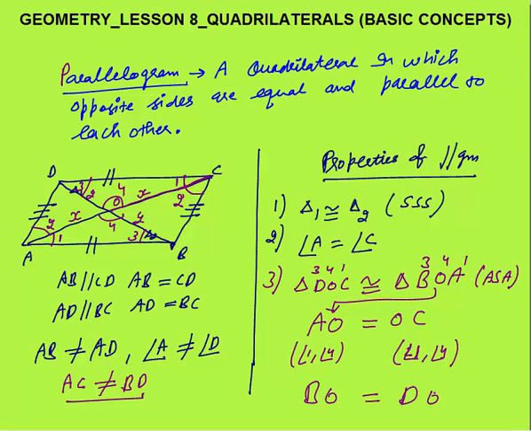You can say that Y and Y are equal, and X and X are equal. So I have proved that AO is equal to OC, meaning X and X are equal. Same way, Y and Y are also equal. So a very important property is that diagonals bisect each other in a parallelogram.